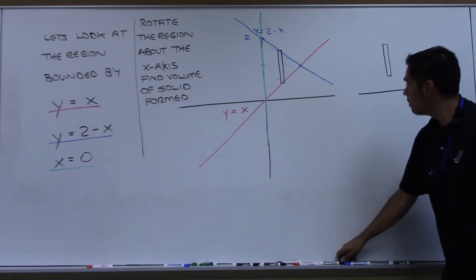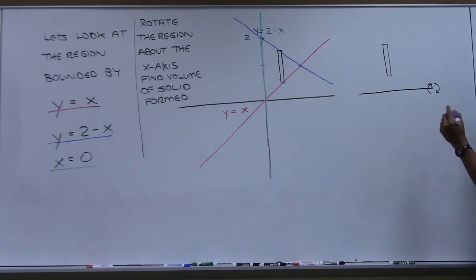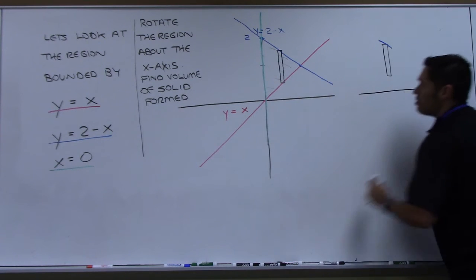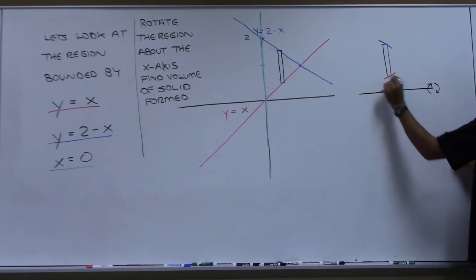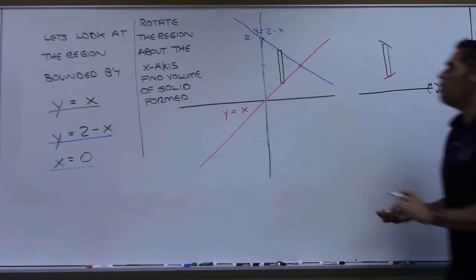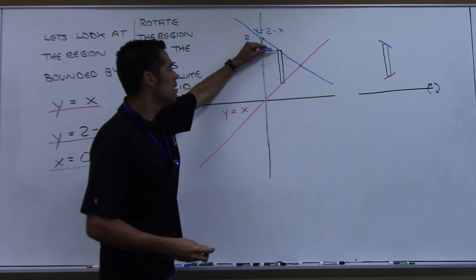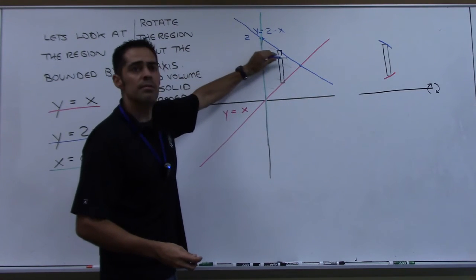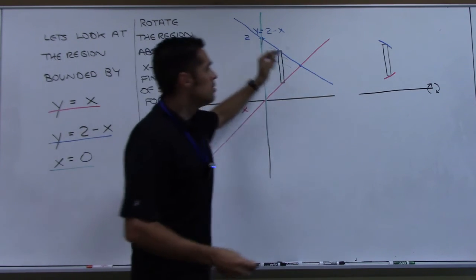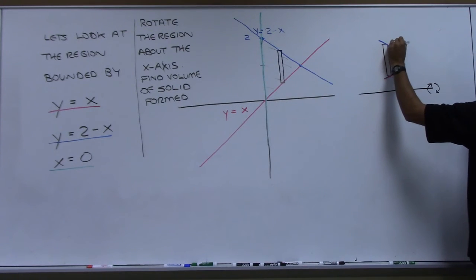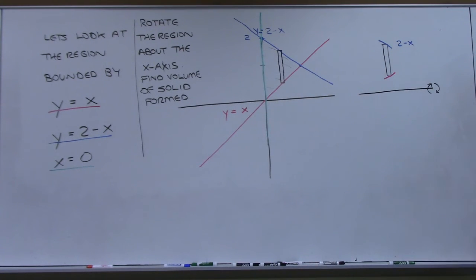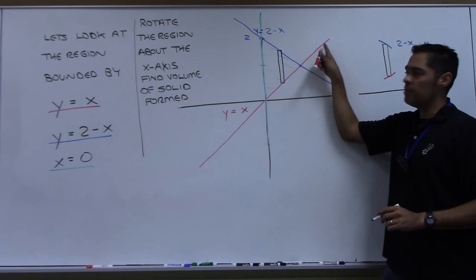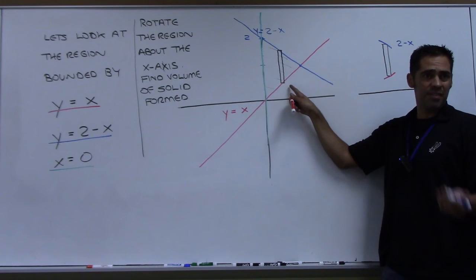Then come in here and do a quick label of what the top edge of that rectangle is going to be and what the bottom edge is going to be. The top edge of that rectangle is always dictated by what function? As I move this around, what function determines how high it is? The 2 minus x, right? So the height of this rectangle at the top will always be 2 minus x. Agreed? The bottom edge of this rectangle will always be determined by the red line, which is y equals x. Yes?